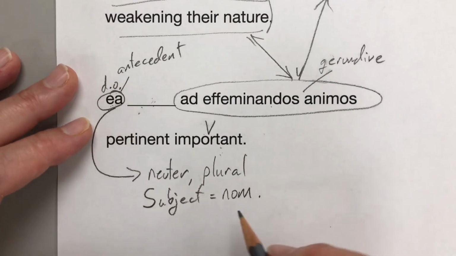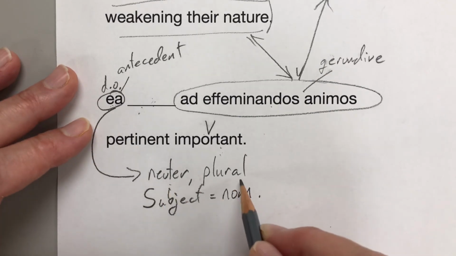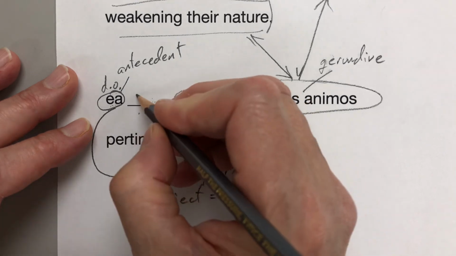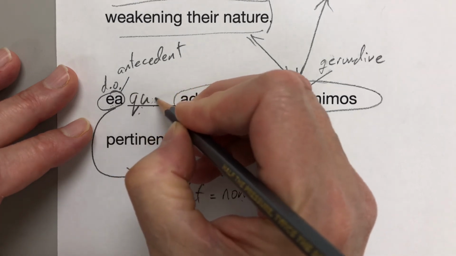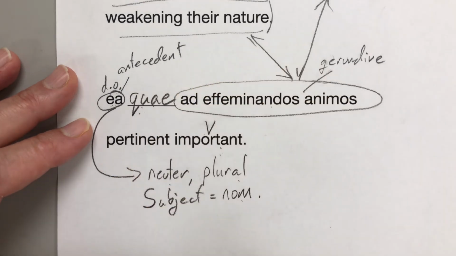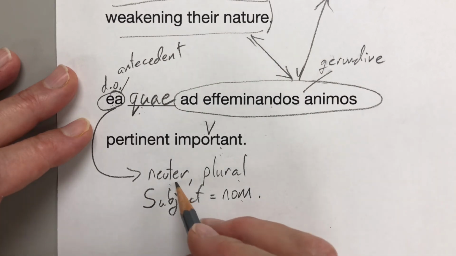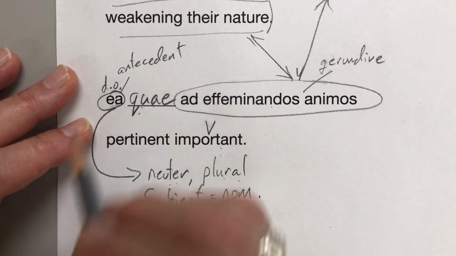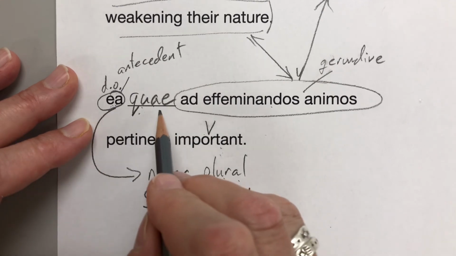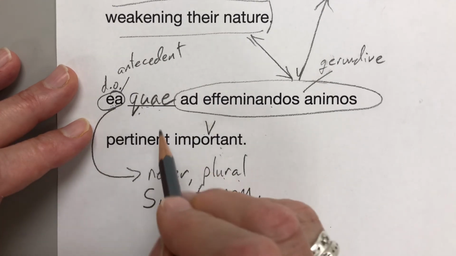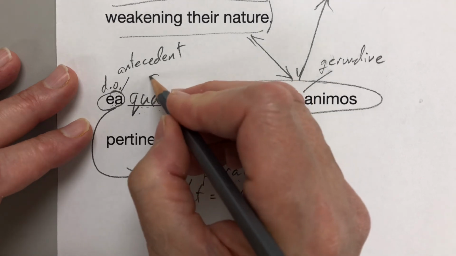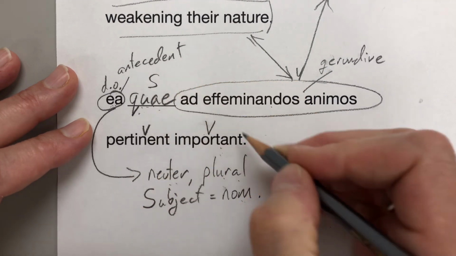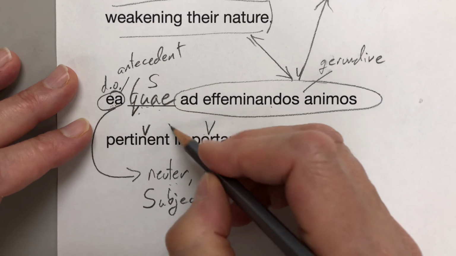So now we know the relative pronoun has to be the nominative, neuter, plural. And that is quae. Neuter, plural, nominative. Neuter and plural because the antecedent is neuter and plural. Nominative because it's the subject of pertinet inside of this particular chunk.